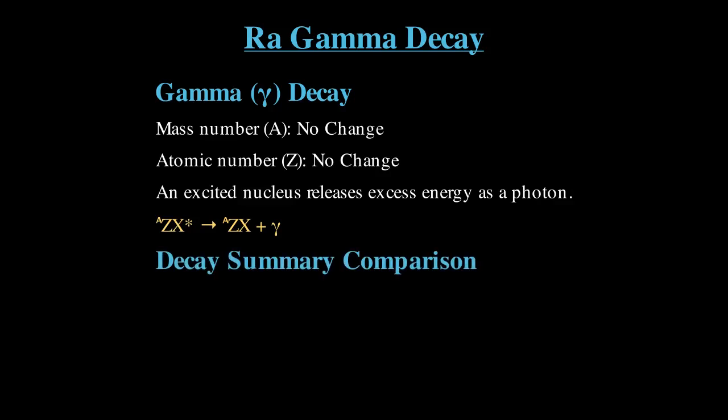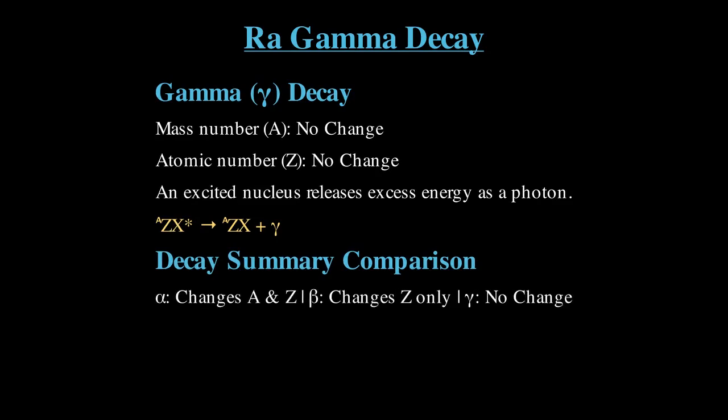To summarize, alpha decay changes both A and Z, beta decay changes only Z, and gamma decay changes neither A nor Z. It just releases energy.